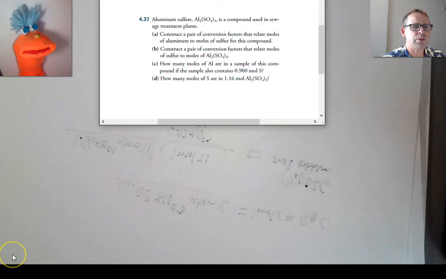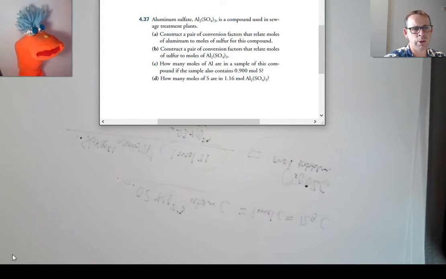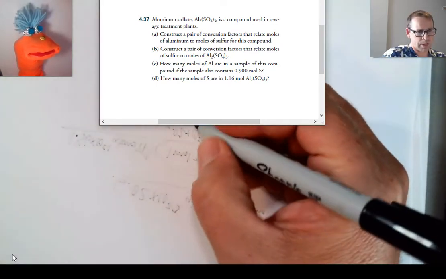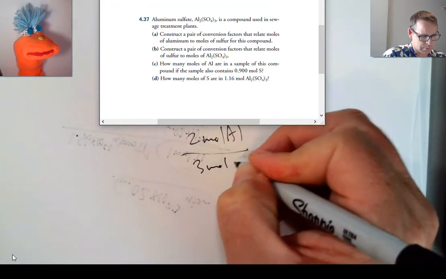All right, so aluminum sulfate. Construct a pair of conversion factors that relates the moles of aluminum to the moles of sulfur for this compound. Conversion factor that has moles of aluminum and sulfur. Let's see. There's 2 moles of aluminum for every, how many moles of sulfur in that thing? Just 3, right? That's right. So that's a good conversion factor: 2 moles of aluminum for every 3 moles of sulfur.